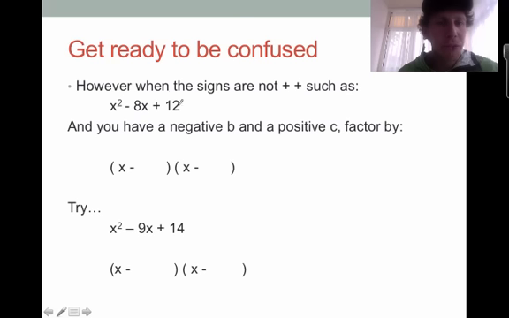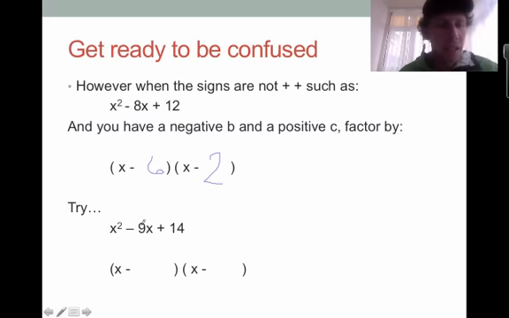For example, this one, what multiplies to 12 and adds to -8? You're probably thinking 6 and 2. And when we look at it, -6 times -2 is 12. -6x, -2x is -8x. So two negatives multiply to a positive, but add to a negative, so it stays the same.